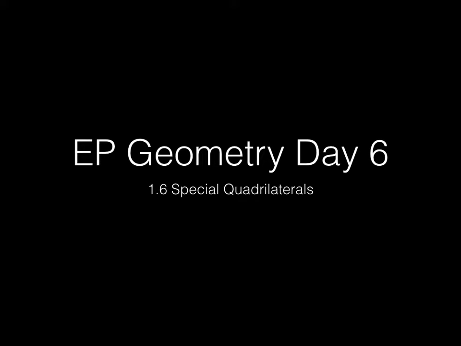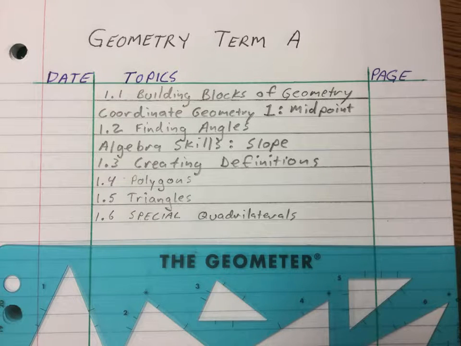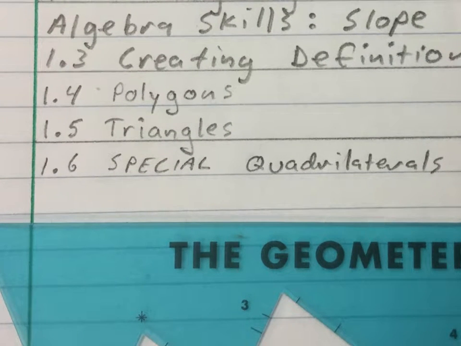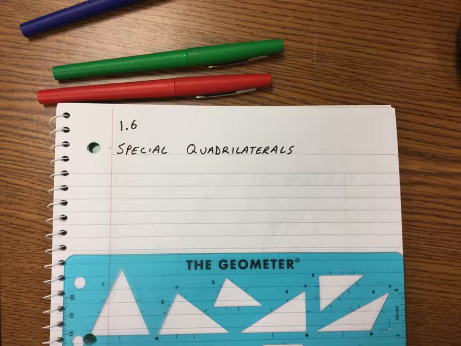So day 6, we're going to talk about section 1.6, special quadrilaterals. Make sure you get this in your table of contents, and it might be a good idea if you have the geometer stencil to pull that out. Otherwise, I know Kingsbury has some to borrow, so maybe ask him to borrow the geometer.